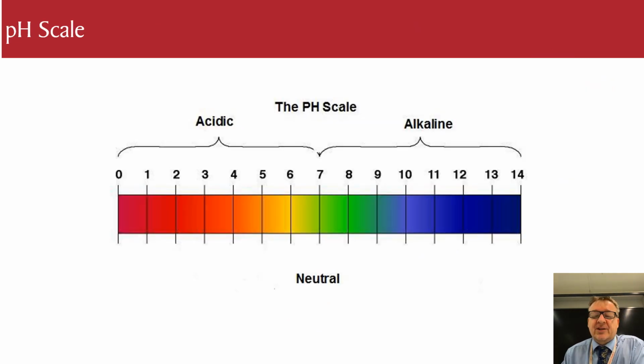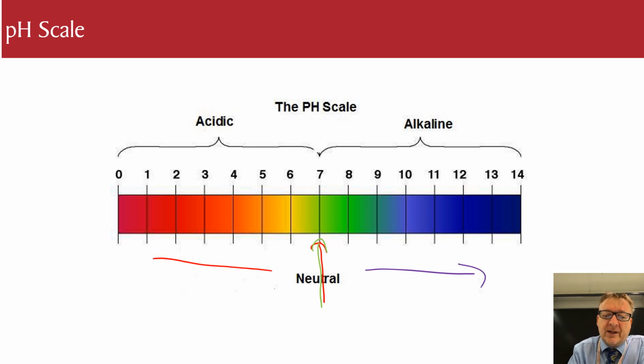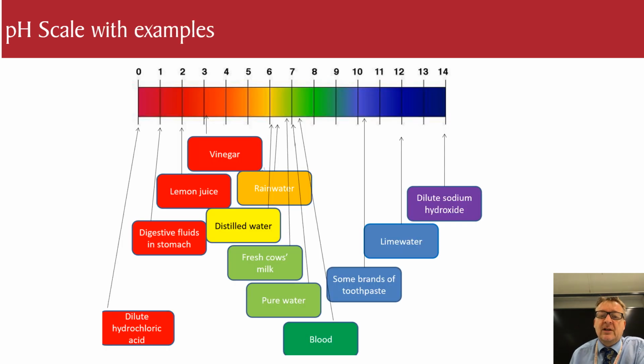Now this is the pH scale. It's dead useful. In the middle you've got neutral, which is pH 7. As it goes that way, it becomes more alkaline, and as it goes that way, it becomes more acidic. Alkaline is a purpley colour, and acid gets red. Now these are some examples of common substances with their pH.